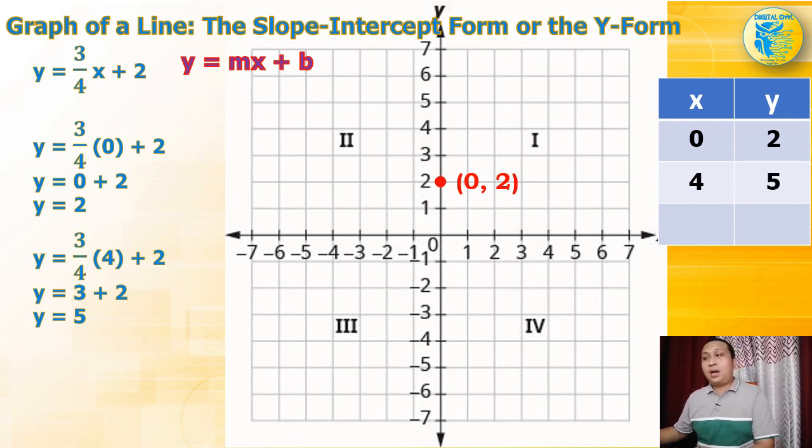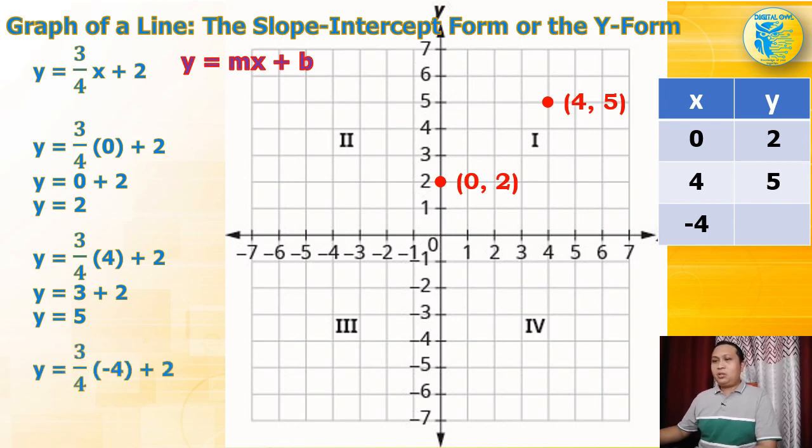Meaning, if the value of x is 4, the value of y is 5. And locating that in our Cartesian plane, there it is. There is our (4, 5). That is the location of the second ordered pair. The truth is, you can already graph your line. However, it is strongly suggested to have at least 3 ordered pairs, so you can confirm that your line is in the right direction. We tried 4. Let's try negative 4. Still, that is a multiple of 4, the denominator of the coefficient of x.